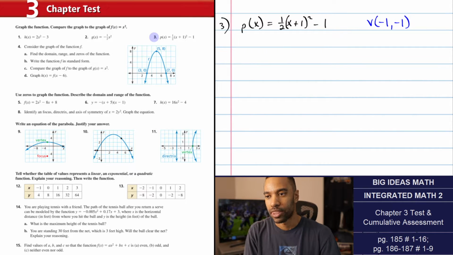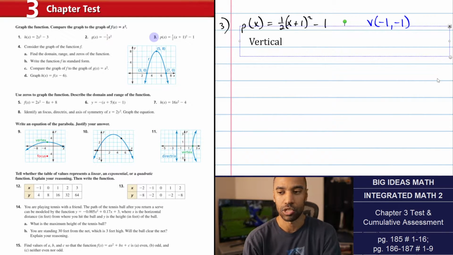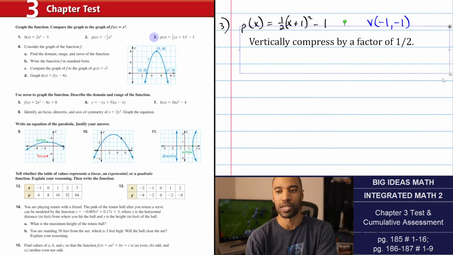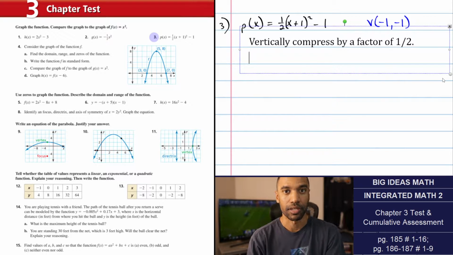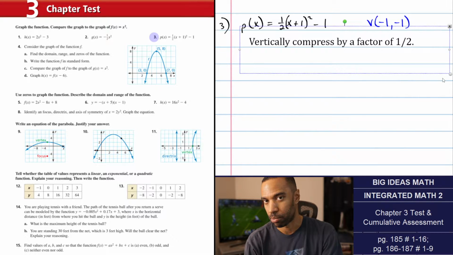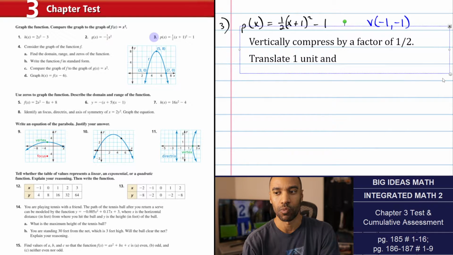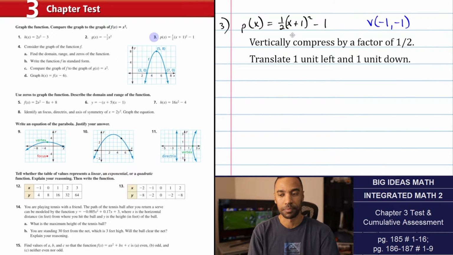So with that in mind, there are still things to describe for this. You are vertically compressing this graph the same way as last time. And remember on the last problem, it was a -1/2. I still put 1/2 for the compression. The negative did the reflection portion. This one doesn't have a reflection. We are going to translate 1 unit left and 1 unit down. I'm not going to say horizontal and vertical and stuff. Left is horizontal, down is vertical, so I'm good.